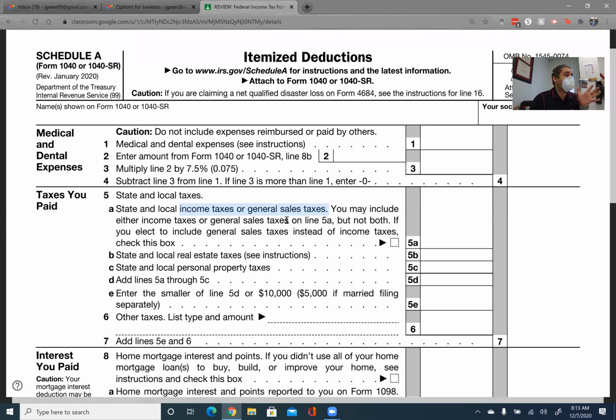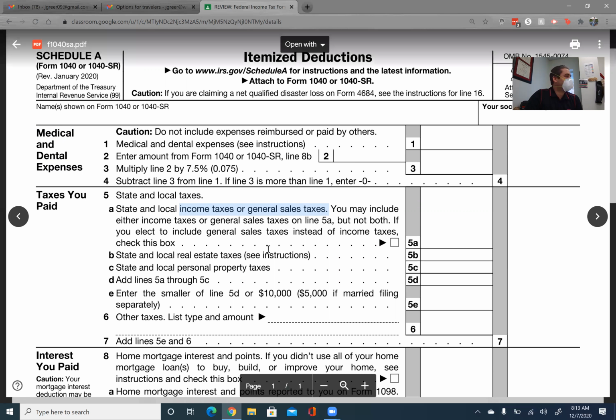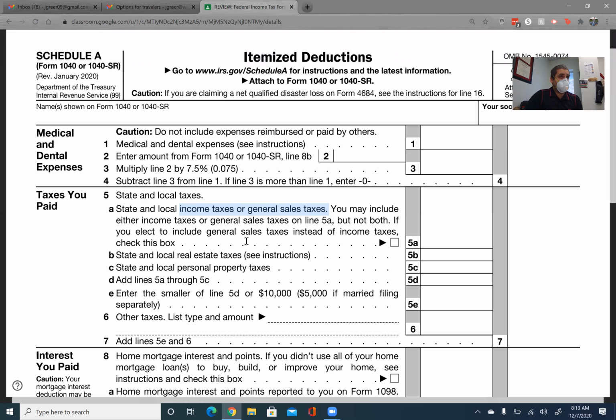All right. So because we're going to elect to do the sales tax rather than the income tax, first off, it gives you a little warning here. You may include either income taxes or general sales tax, but not both. Sorry, New York, California, Georgia, all the other states that have state income taxes, you can't do both. If you elect to include general sales taxes instead of income taxes, check this box. So being in Texas, what are we going to do? Check that box.